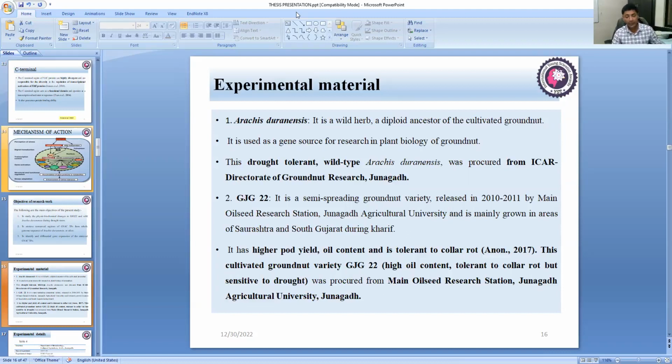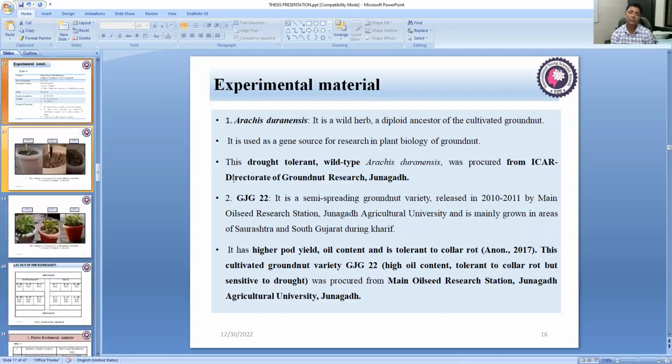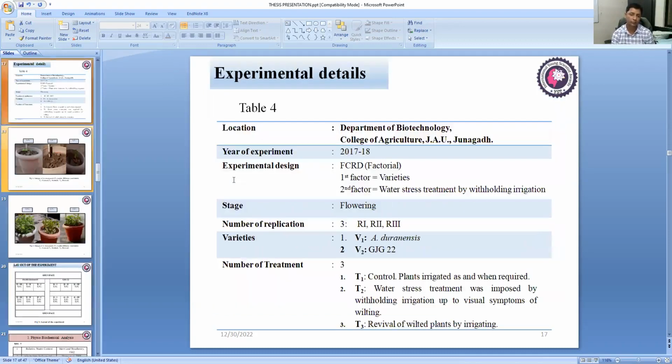So it is mandatory that we do certain kinds of research in relation to the wild and the improved varieties. But the main aim of doing this experiment is to dig out the transcription factors which are responsible for the traits.